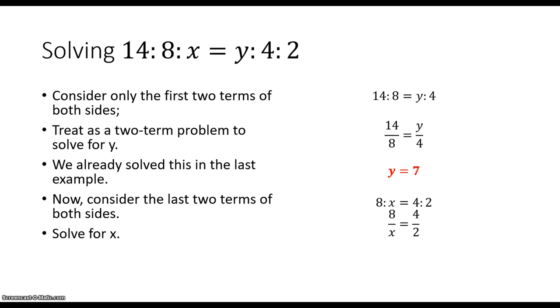Now notice, we see that 4 times 2 is 8. It must be that 2 times 2 must be x. So that means x must be 4. 8 over 4 equals 4 over 2. So 14 to 8 to 4 is like 7 to 4 to 2.